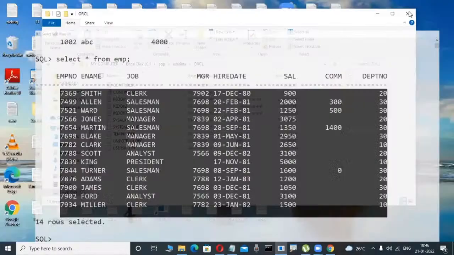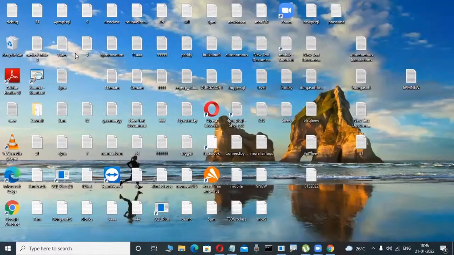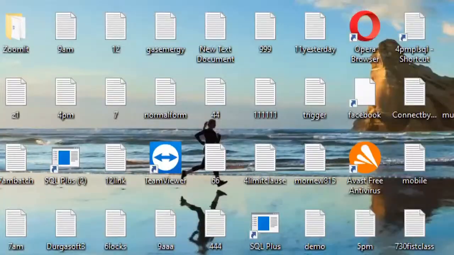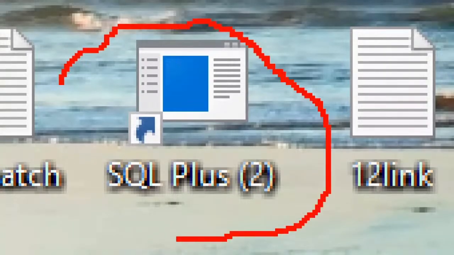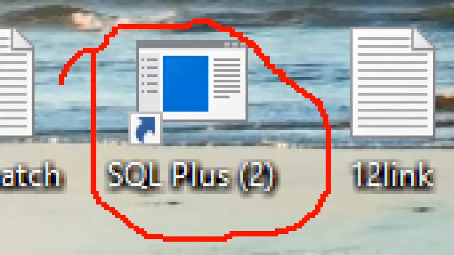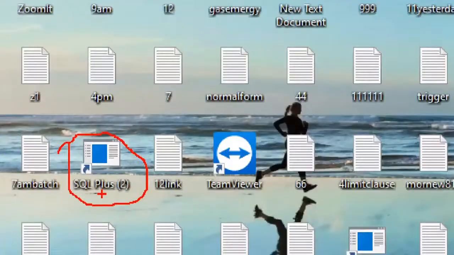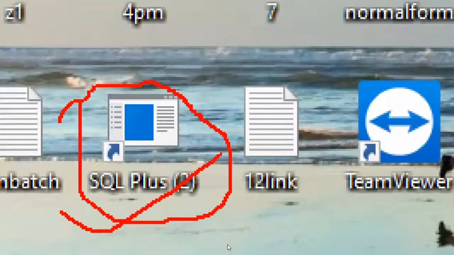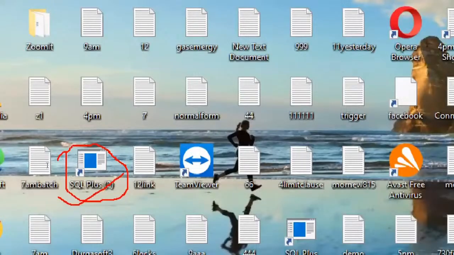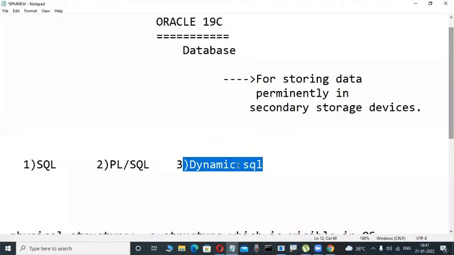Observe here on the screen. What is this one? In my screen something is there, maybe. I'm installing Oracle. SQL Plus is there. SQL is a language. PL/SQL is a language, some coding is there. Dynamic SQL is a language. Daily we are writing code.